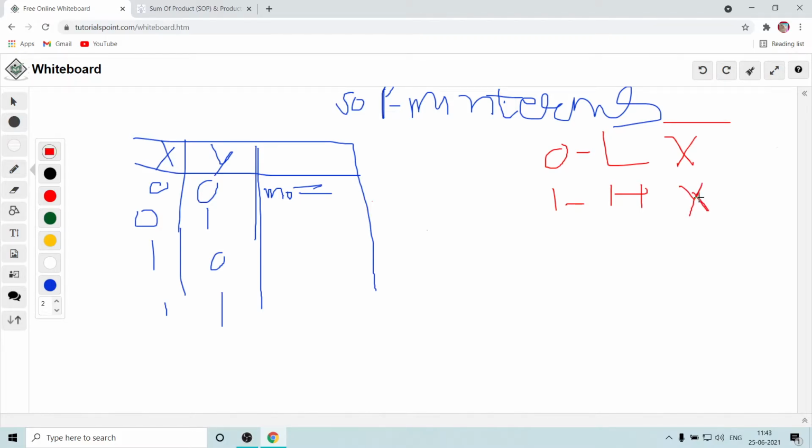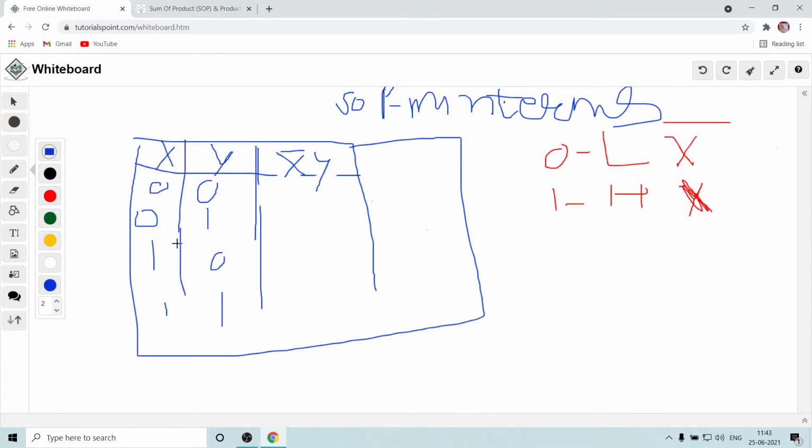Any variable, if you see 1 then x will come, if you see 0 then x bar will come. So this will be in the form of sum of product terms. Now let's take one more variable first, then we would be able to understand it more clearly. So let me extend this with more variables, x bar y. This example we have taken.